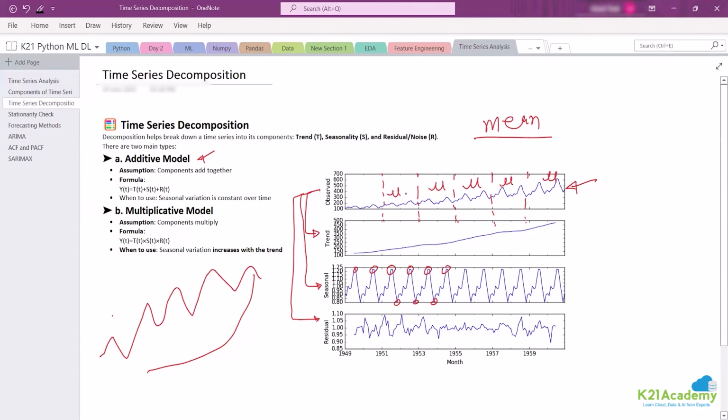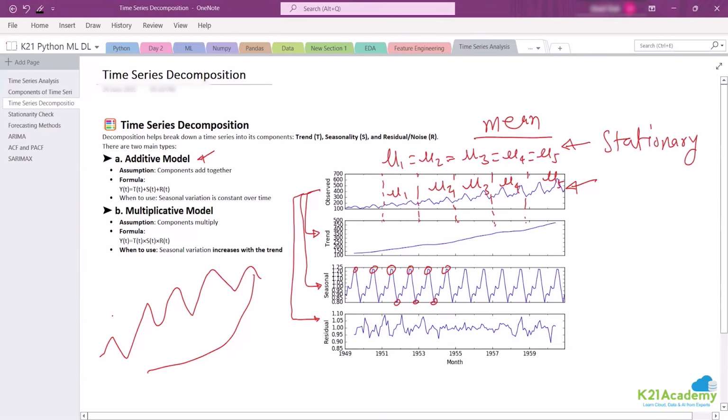Now if you find that the mean value is not showing any change, like if you have mu1 equal to mu2 equal to mu3 equal to mu4 equal to mu5, then in that case you can say that your data is stationary. Otherwise, if there is a change in the value of the mean, you can say that your data is non-stationary. So this is also a method to check stationarity or non-stationarity in your data.